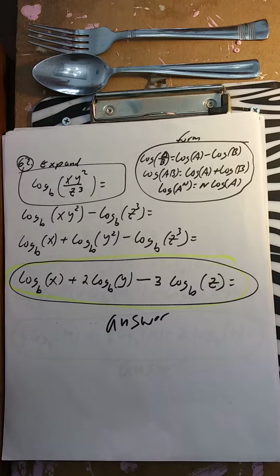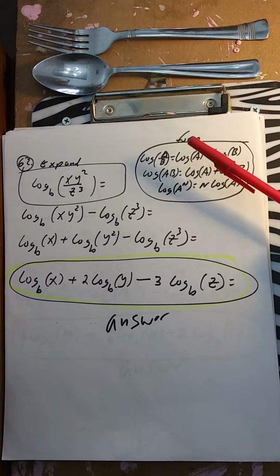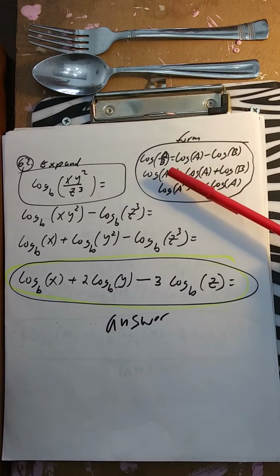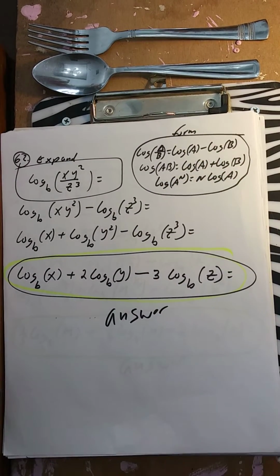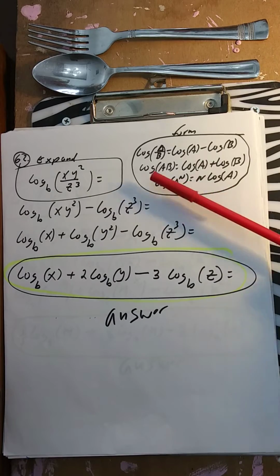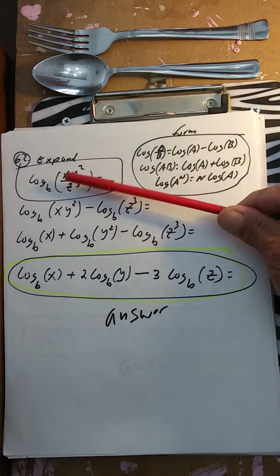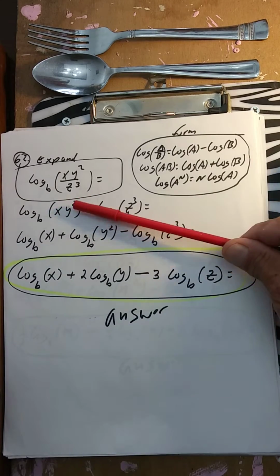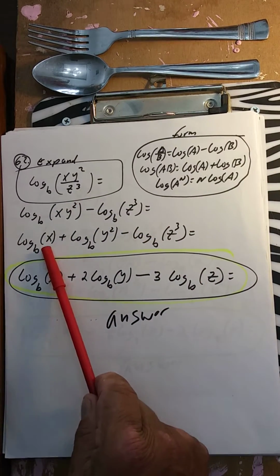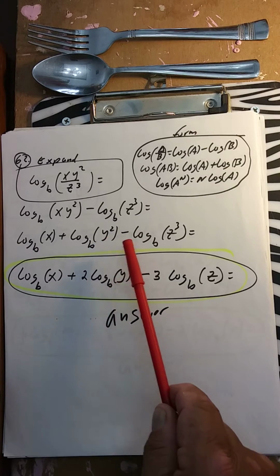Expand this. Formulas for logs. There they are. Log of a over b is this. Log of a times b is that. Log of a to the power is there. First thing we do, you have division, so I'm going to use the division formula, the first one. Log of the top minus log of the bottom. Then I have multiplication. That's going to give you log of x plus log of y squared minus this.